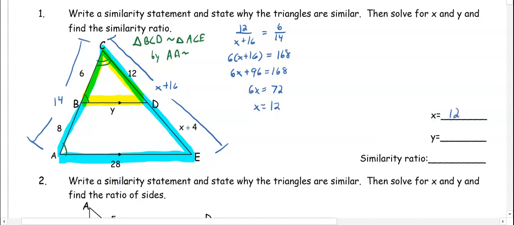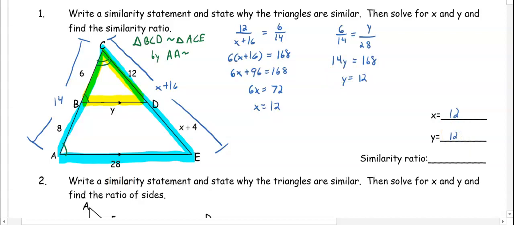Then to solve for y, I'm still going to use this 6 and 14. So I'm going to have 6 over 14 equals, the side from the smaller triangle is y, over the side from the larger triangle, which is 28. So as we cross multiply here, we get 14y equals 6 times 28, which is 168. So when we divide, y is also going to be 12.